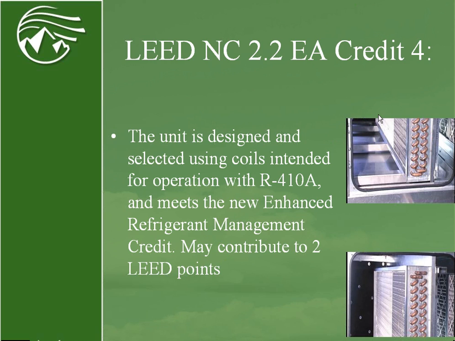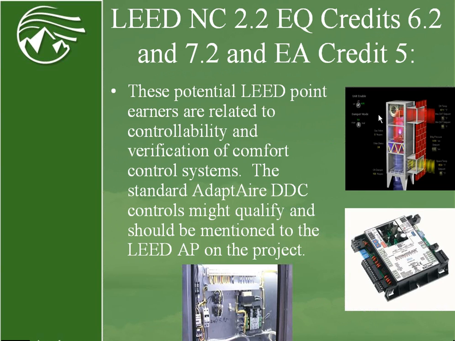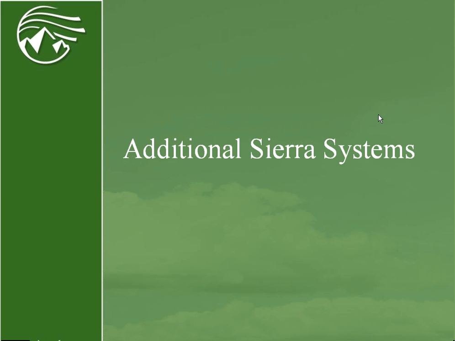The unit is designed and selected using coils intended for 410A operation. I know the refrigerant management credit has changed a little bit, but you can contribute up to 2 points as far as refrigerant management. And then we also have the open protocol board, so you can tie into any of the other front-end systems that we talked about before. And then the standard Adapt Air DDC controls that come with the unit can also qualify and should be mentioned to the LEED AP on the project for verification and controllability of the amount of CFMs going into each space. So you're actually reading the CFMs into each space, and that's where it's going to contribute. So that's a summary of the LEED credits.